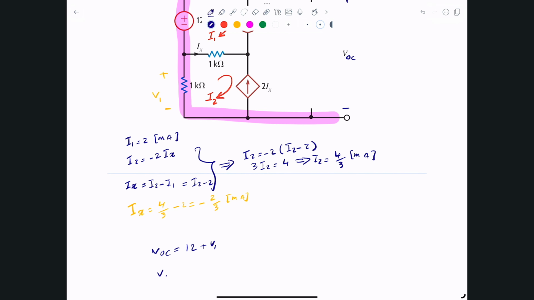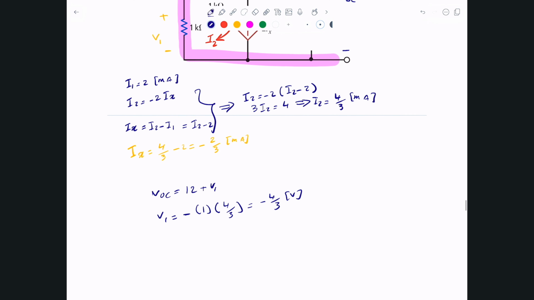But what about V1? Well, V1 is simply the value in here, and we can use the mesh current or we can use the nodal, the actual current in here. Let's use the mesh current. Based on the mesh current value, it will be 1 times, well, we have a negative in here. So that will be negative 1 times I2, which is 4 divided by 3. So negative 4 divided by 3 volts. That's how much it will be.